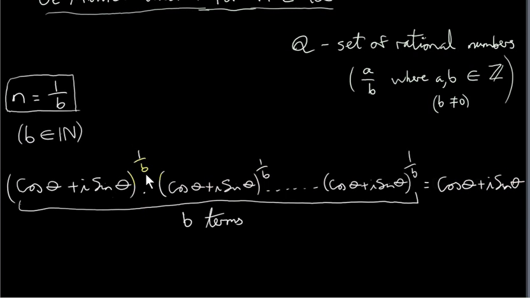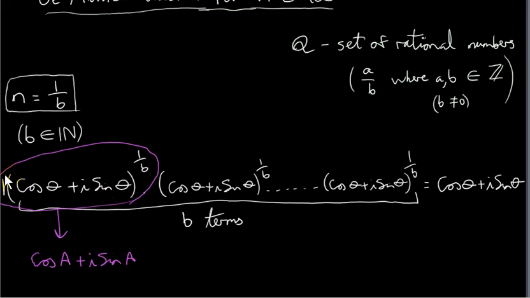If we have b terms here, we just add up all the powers. So we have 1/b plus 1/b plus dot dot dot. We have b 1/b's. b times 1/b is just 1. So we get (cos θ + i sin θ) to the power of 1. And like before, this is a complex number whose argument is a, which we're going to find out, and whose modulus is 1, because the modulus of cos θ + i sin θ is 1. If we raise 1 to the power of 1/b, we take the modulus out, which is 1. So we'd have 1 to the power of 1/b, but 1 to the power of anything is 1. So the modulus of this number is 1.